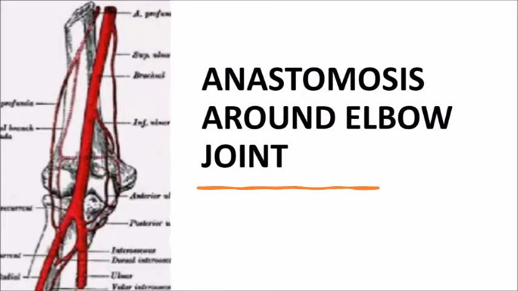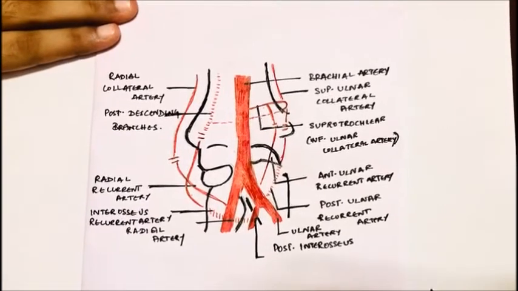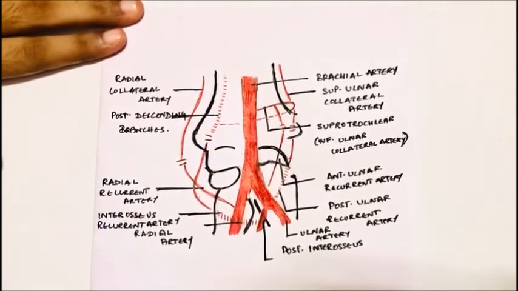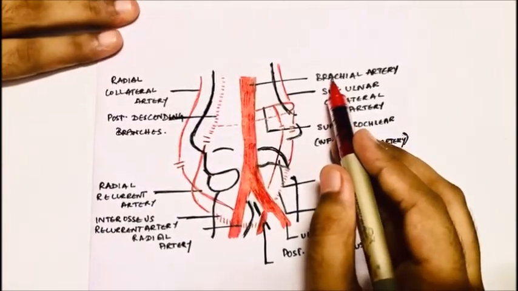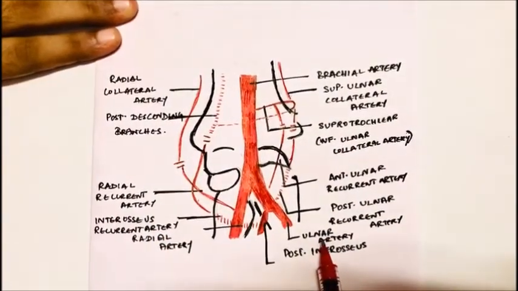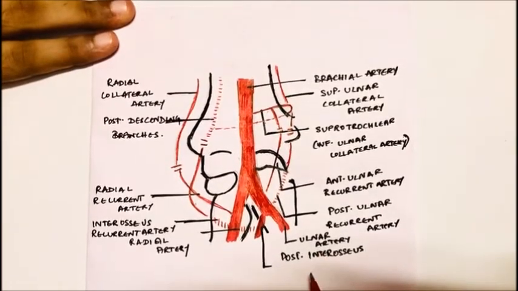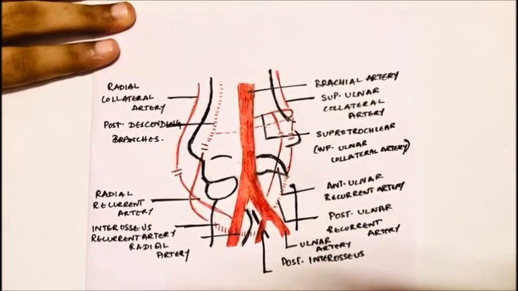Now, let us move on to anastomosis around the elbow joint. To give a very brief introduction, it is an important communication between the brachial artery and the terminal branches of the brachial artery, which are the radial and the ulnar arteries. Let us move on to its distribution. It supplies the ligaments and bones of the elbow region, the elbow joint and the superior radio-ulnar joint.